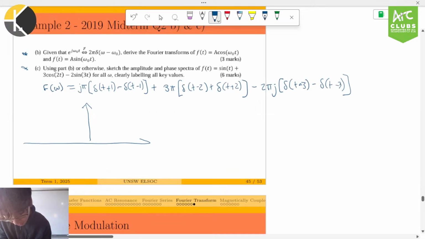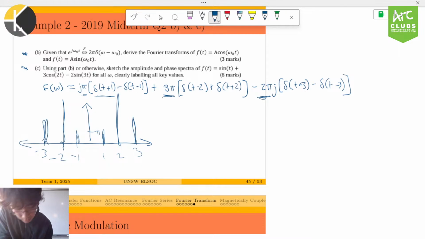So to draw the amplitude spectrum, we just need to take the magnitude that's sitting out the front of each of these functions. So for a shifted frequency of -1, we have a peak of pi. And at 1, we also have a peak of pi. Then at 2 and 3, minus 2, minus 3, we can see we have a peak of 3 pi, and then here we have a peak of 2 pi. So that would be your amplitude spectrum.